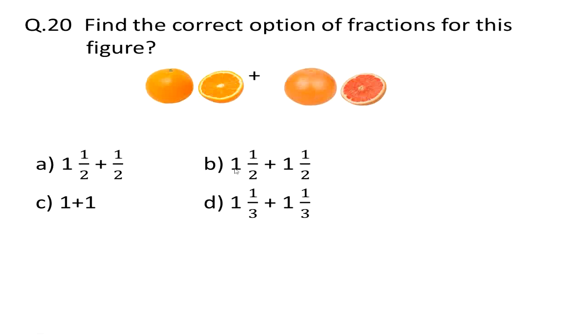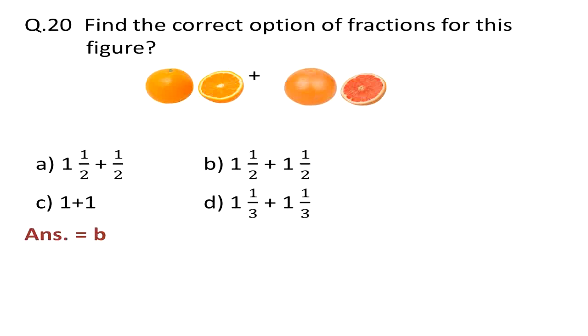Option B: 1 full orange plus half, again 1 full orange plus half. Option C: only full oranges. Option D is not the correct option because the 1/3 fraction is not shown here. In the picture it shows a half part. So our correct answer is option number B.